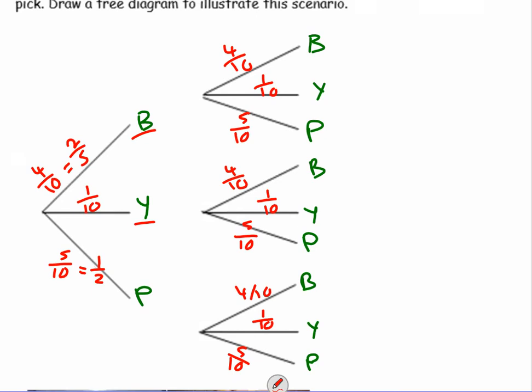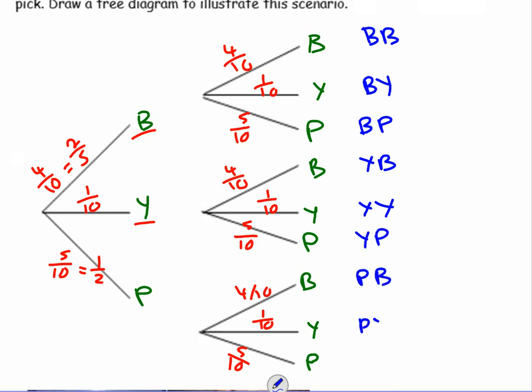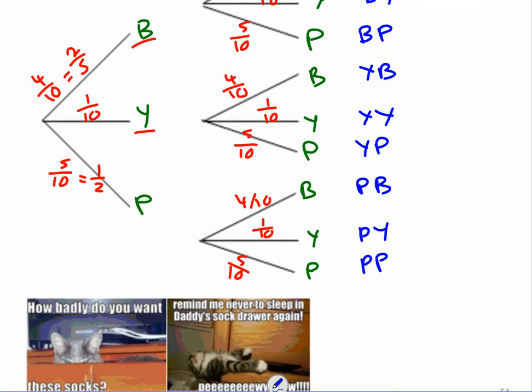If you're wondering what I mean by outcomes, I mean getting a brown followed by a brown, a yellow, and a pink, a yellow and a brown, a yellow and a yellow, a yellow and a pink, a pink and a brown, a pink and a yellow, a pink and a pink. So that's what I mean by the outcomes. We have 9 possible outcomes, if ever you're asked what the outcomes are.